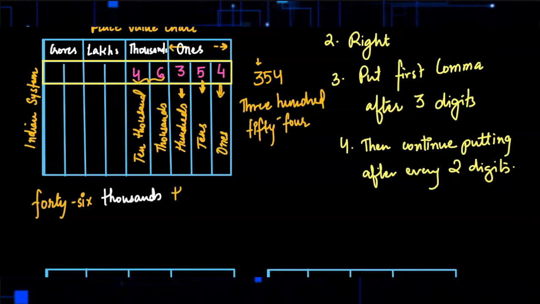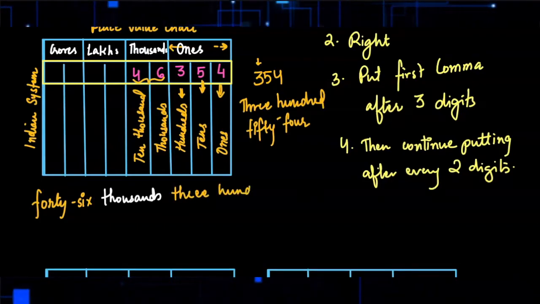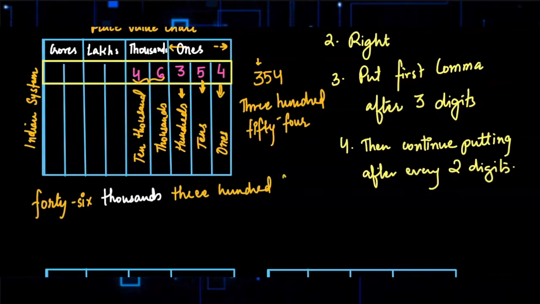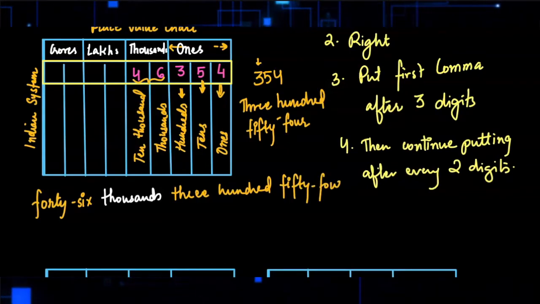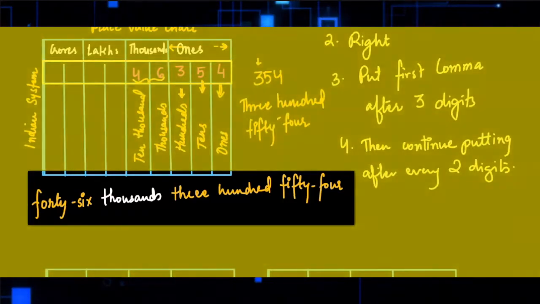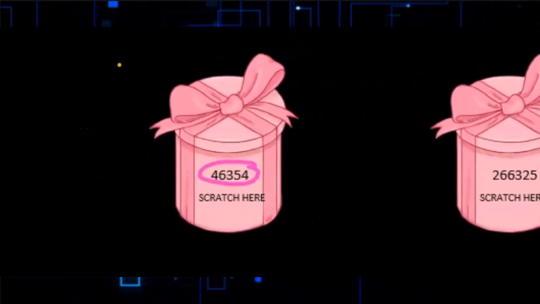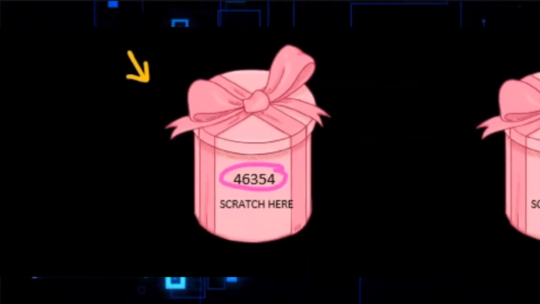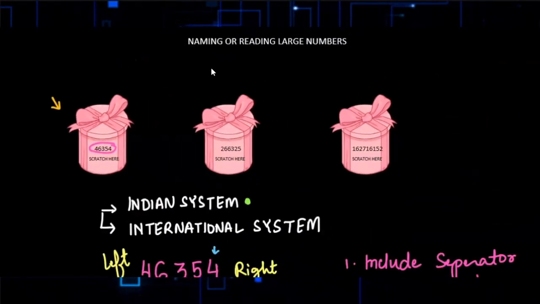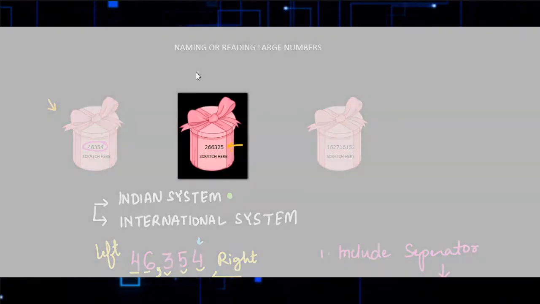Then 300. And this is nothing but the name of this number. So if you want to select the first box, you just have to read the name of the number. Now, I know that you are not going to select this one because it has fewer candies.